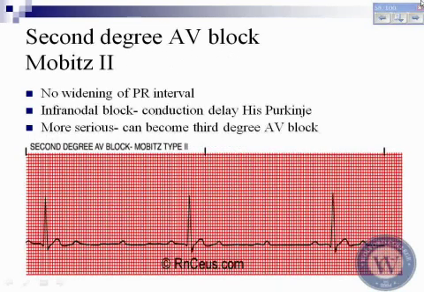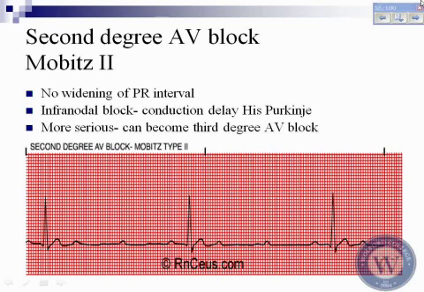As for this one, it's a different story. This is second-degree AV block. Okay? What you see is no widening of the PR interval. Instead, you just get a loss of signal. Okay? It's showing you that it's an infranodal block. Okay? And it's much more serious because it can become a complete third-degree AV block, which goes into a complete third-degree heart block. Okay? So this is much more serious.